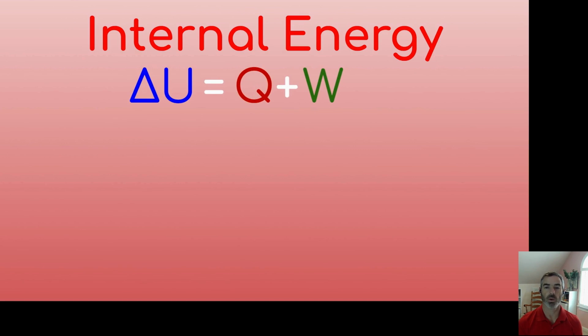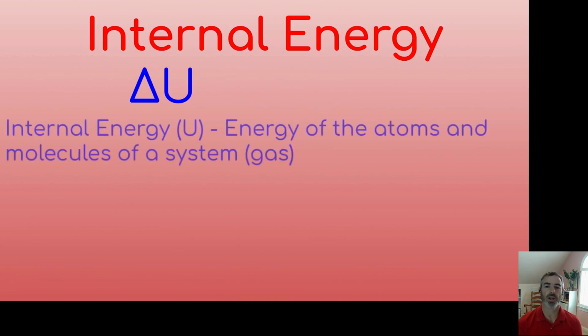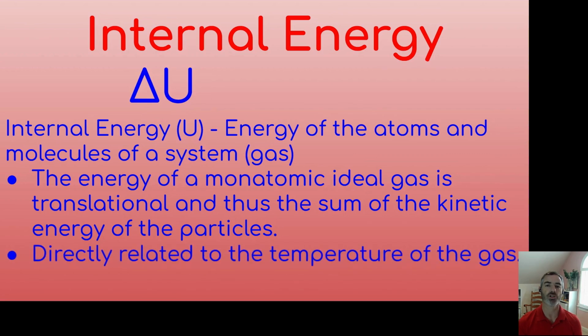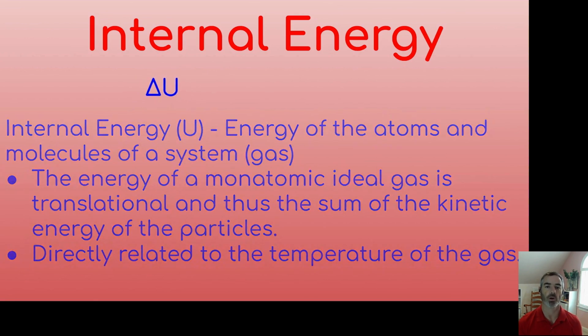We've talked about heat and work. So internal energy, remember, is the energy of the atoms or molecules of a system or the gas. In this case, we're looking at a monatomic ideal gas, which means that the molecules have all translational motion, which means it's just kinetic energy of the particles. It's directly related to the temperature of the gas. The higher the temperature, the faster the particles move, the more energy the particles have.